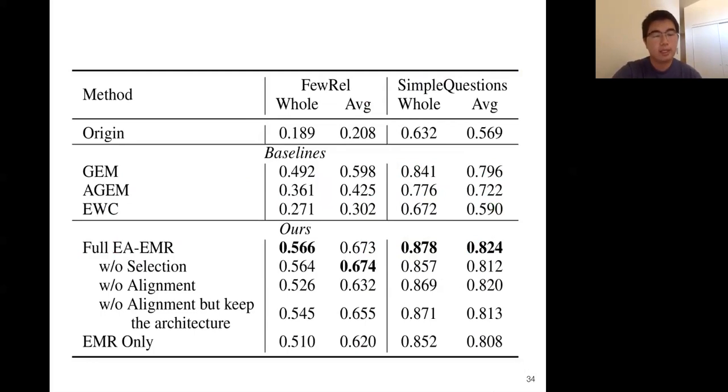And as you can see, the two key components of our method, the sample selection and the alignment model, both of them have some improvement on the basic EMR model. And using the whole model will have the best performance in most cases.